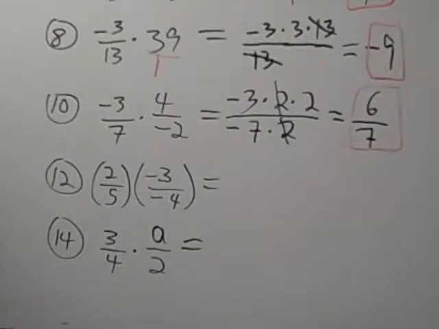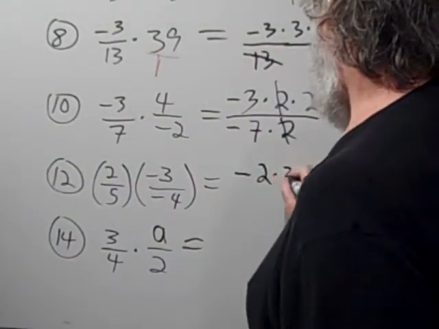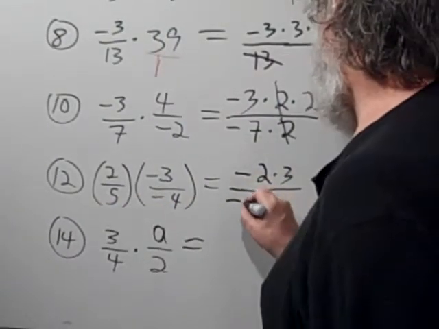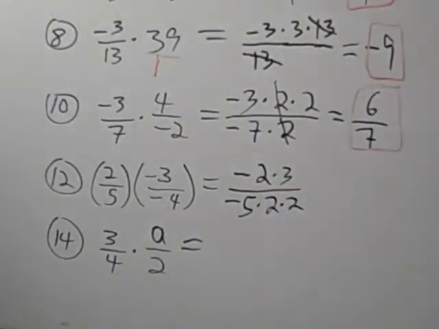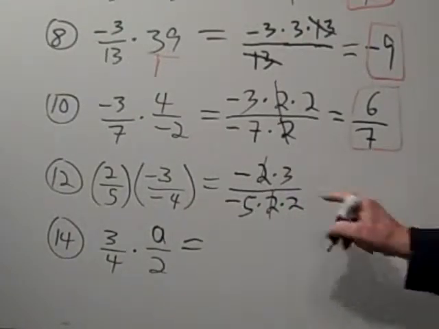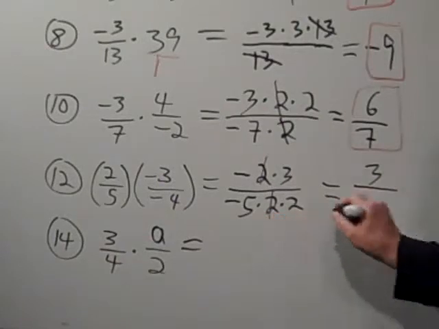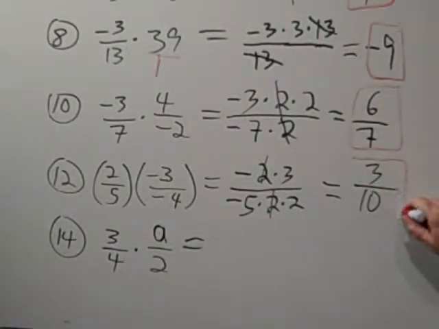In number 12, we have a negative in the numerator, so it's negative 2 times 3, and a negative in the denominator, negative 5 times 4. But 4 is 2 times 2, so we can factor it there. And then see that a pair of 2's will cancel. The negatives also cancel. So we're left with 3 in the numerator and 5 times 2, which is 10 in the denominator. So that reduces to 3/10.